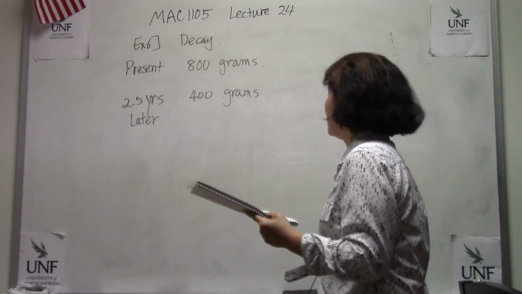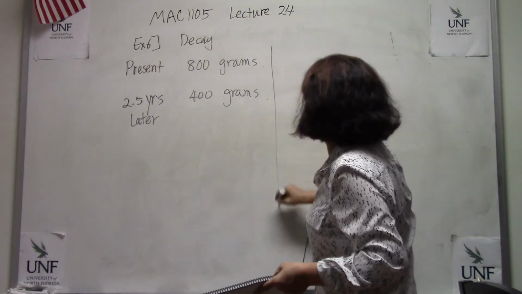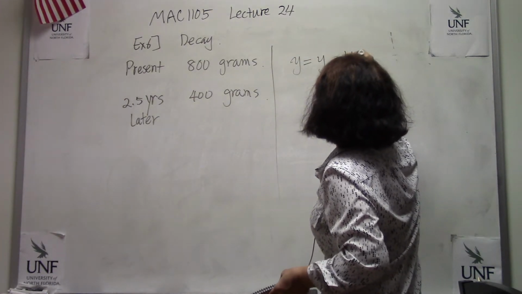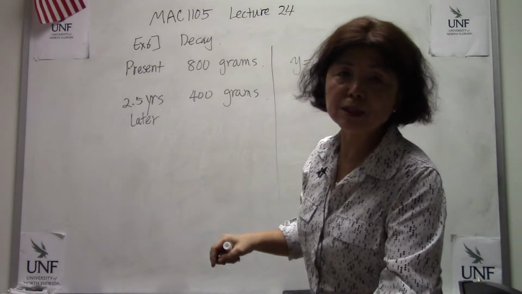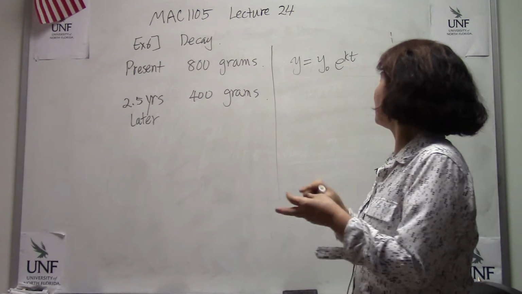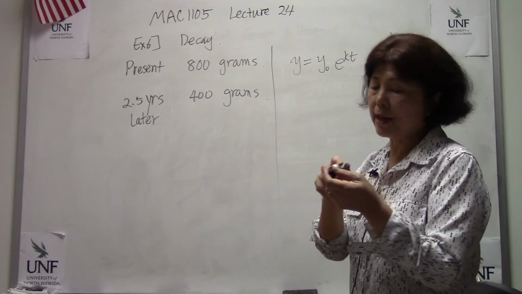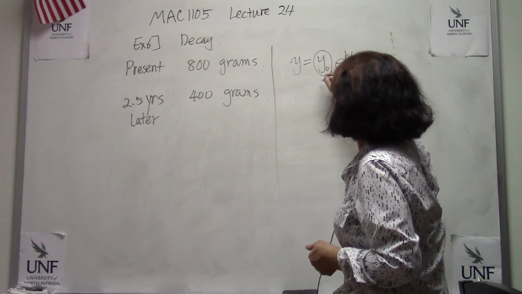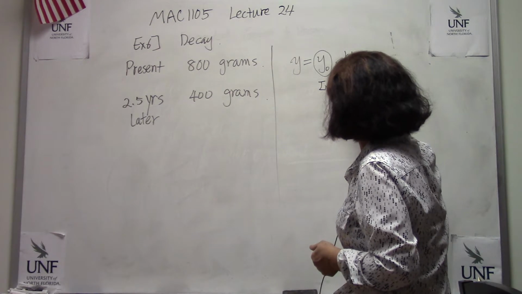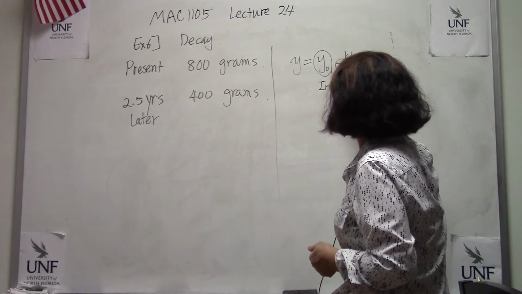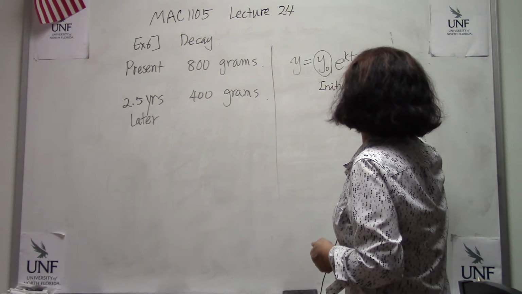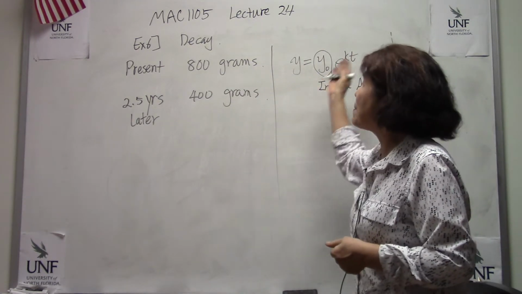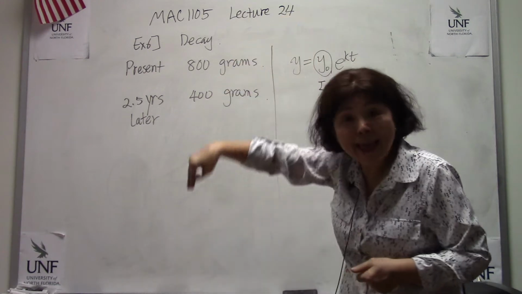Decay. Well, earlier I said y equals y naught times e to the kt. If you look at the physics book or math book, this is the most favorite way of writing it. This y naught is the initial amount. So what is that? 800.